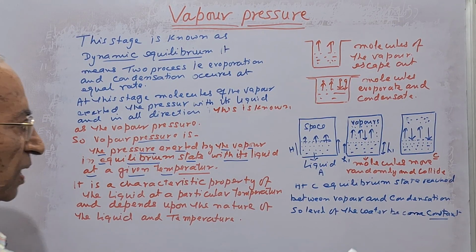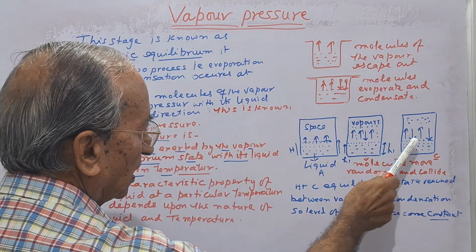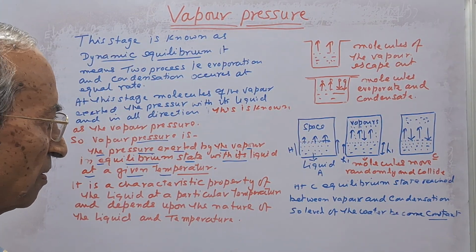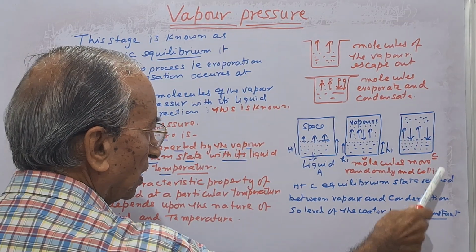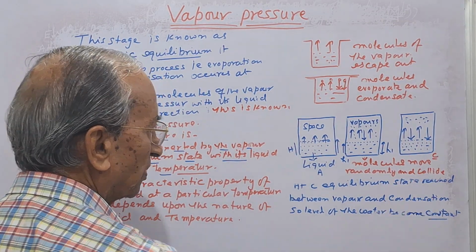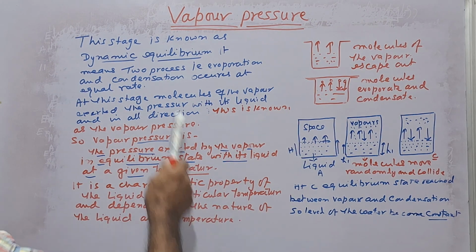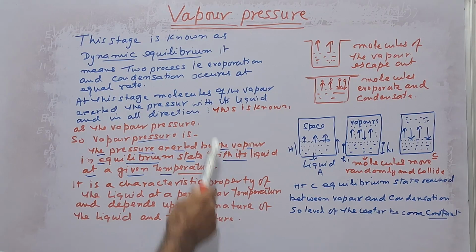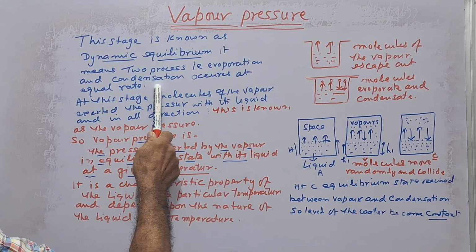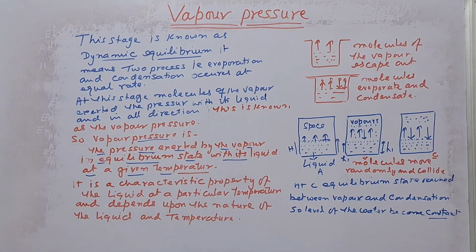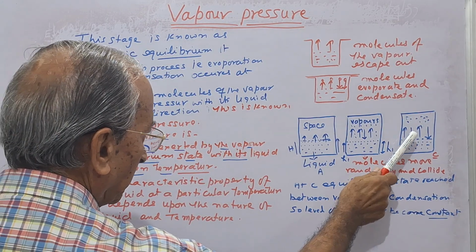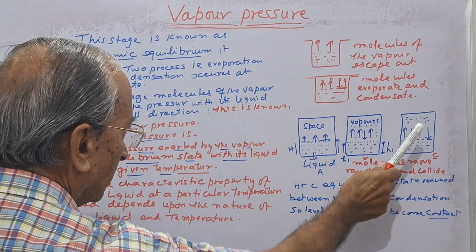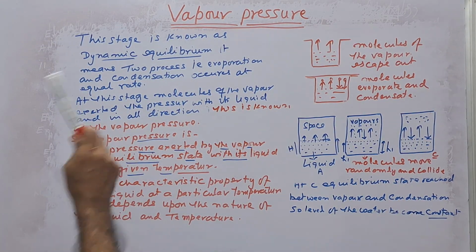So when a condition is reached where the rate of evaporation and the rate of condensation become equal, we say that the level of the water becomes constant. This stage is known as the dynamic equilibrium state. It means two processes, evaporation and condensation, occur at an equal rate, and at this stage the pressure exerted by the vapors in all directions and also on the liquid level is known as the vapor pressure.